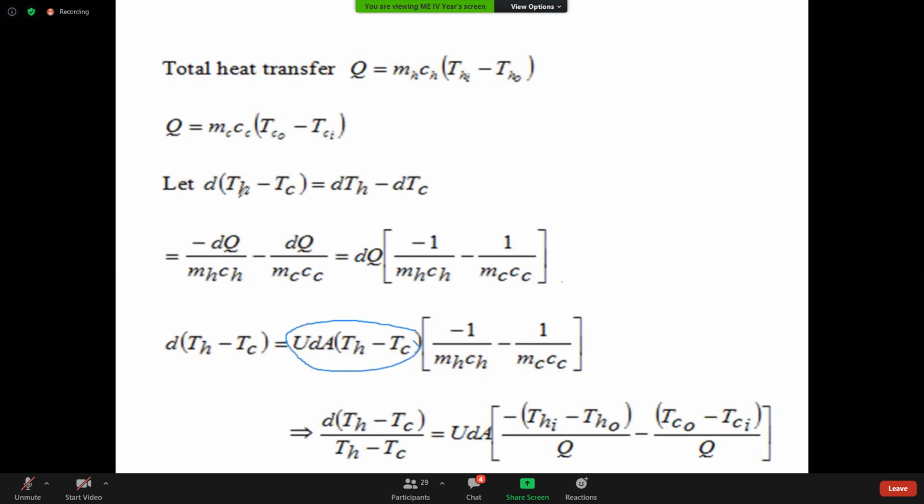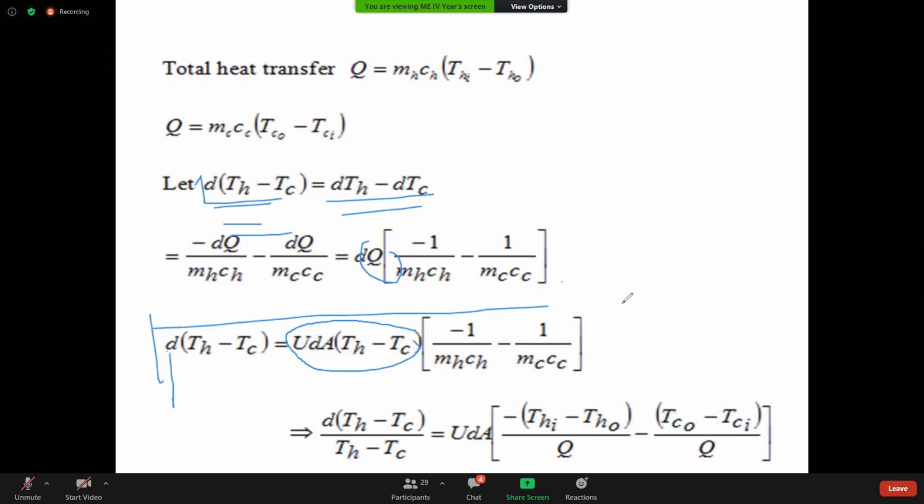And d of (TH minus TC), this equation can be written like this. Taking dq common, it comes like this. Substituting dq in it, what can we write as the total equation? We can write like this. Here see, there is a differentiating term, d of (TH minus TC), and here TH minus TC. Let us call TH minus TC theta. Theta, d theta divided by theta. It becomes d theta divided by theta.